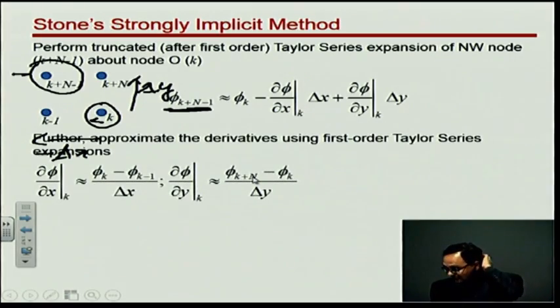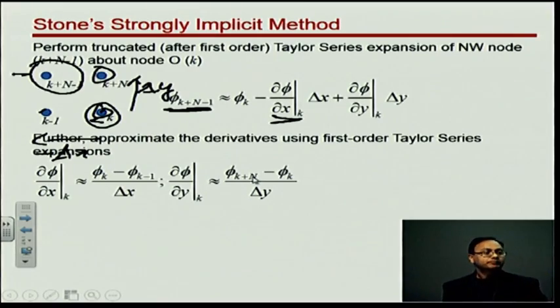Then further, he said the d phi dx at k, this comes from a Taylor series expansion really, I can write it as phi k minus phi k minus 1 divided by delta x. So the first derivative in x I can write as that minus that divided by delta x. Again, that comes from a one-dimensional Taylor series expansion from k minus 1 to k. Same thing for the y derivative. He said d phi dy we can write as phi k plus 1, that guy, minus that guy divided by delta y.